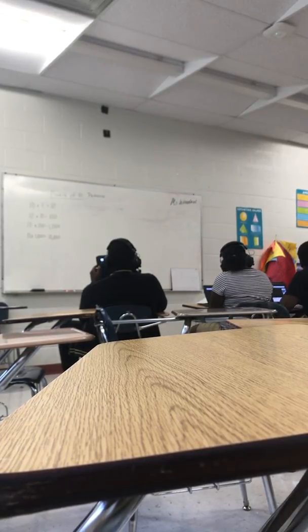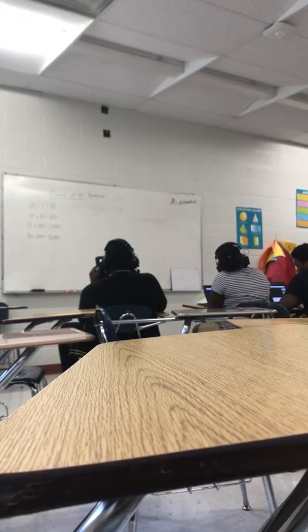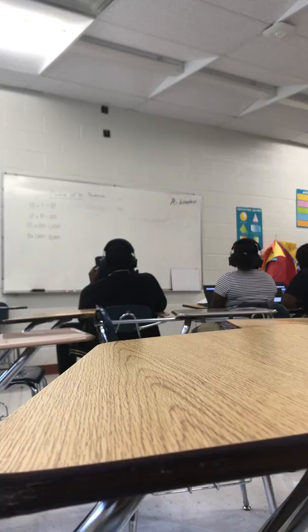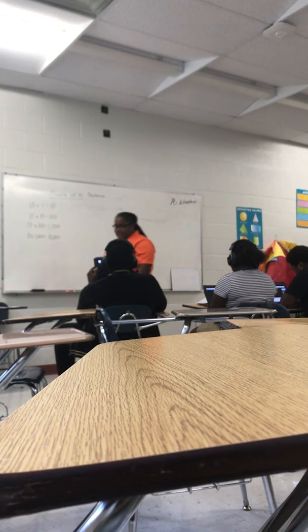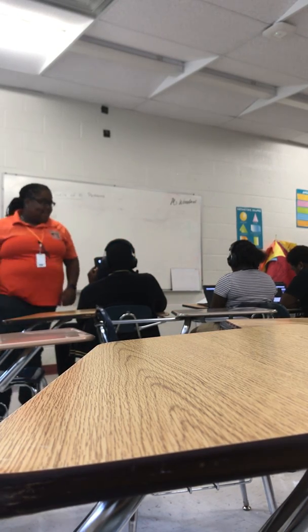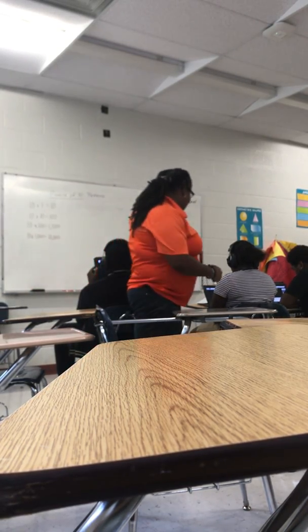Let's multiply by 10 again. So let's do 1 times 10. And now let's multiply by another 10. So what's this going to be? This is going to be 1 times 10, which is 10. And then that 10 times 10. So we're 10 tens or 100.